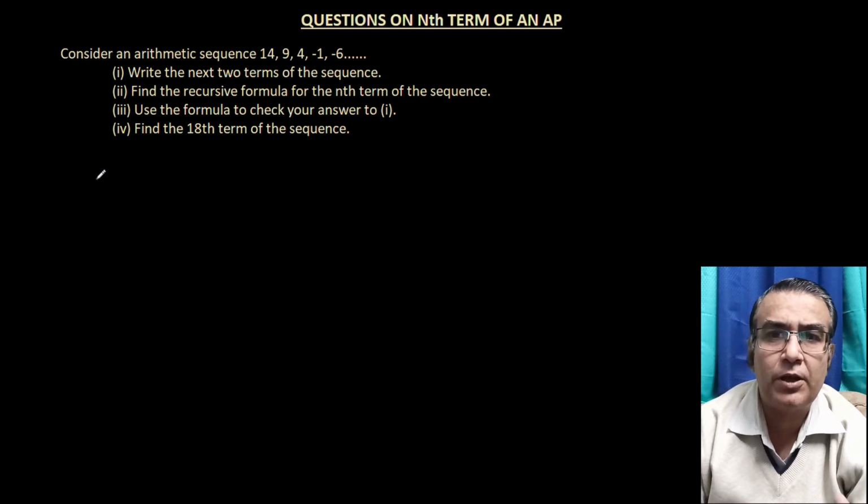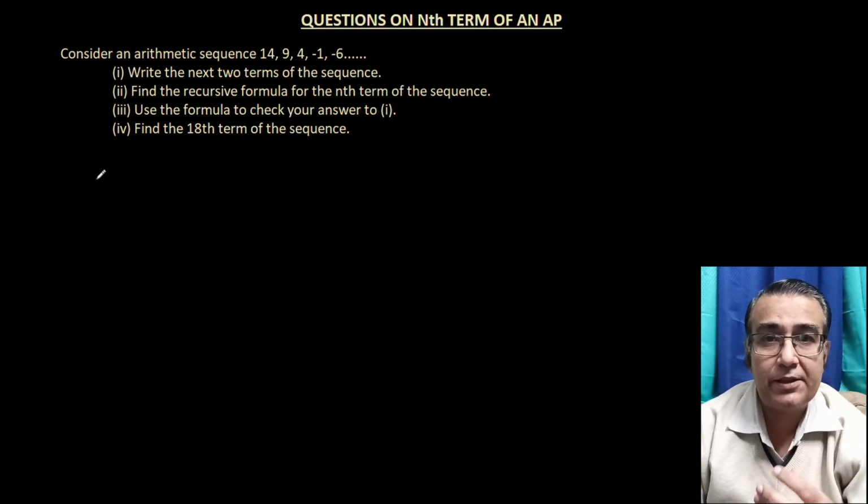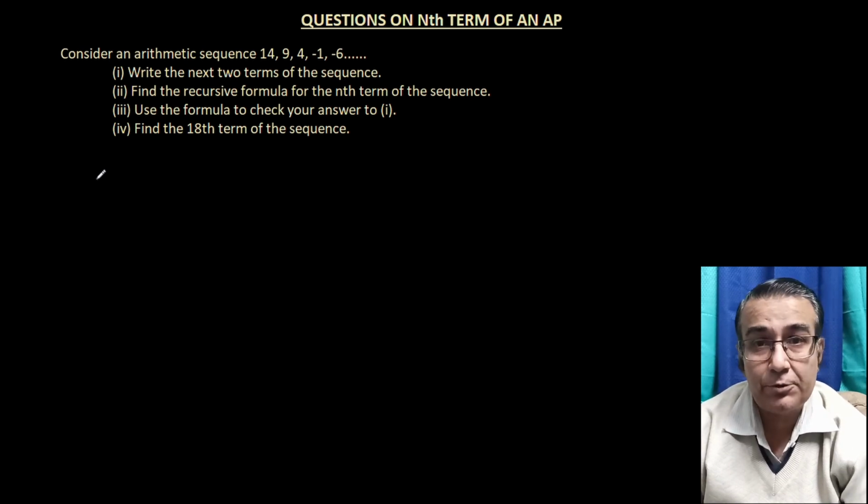A recursive formula is a formula in which we just enter the term number and we get the term, what is the value of that term. Using the recursive formula, we have to check whether the sixth and seventh term of the sequence which we guessed earlier, is that correct or not. And the fourth part of the question is that we have to find the 18th term of the sequence.